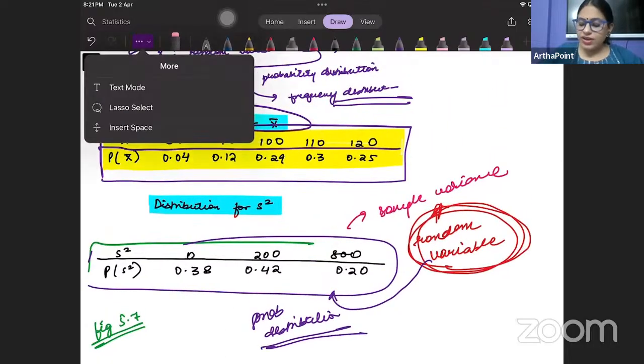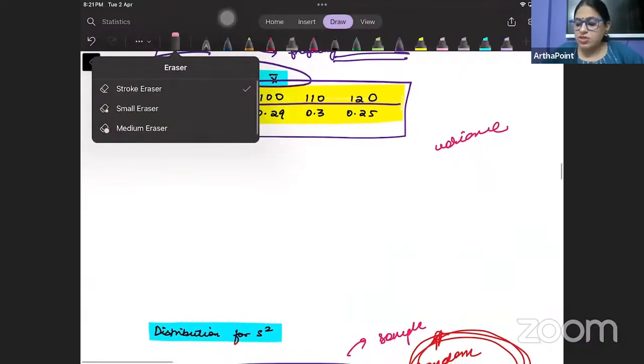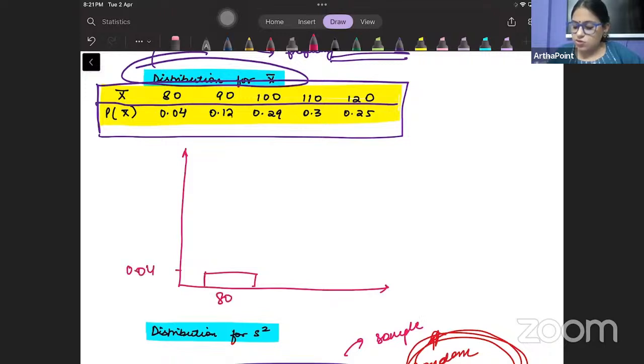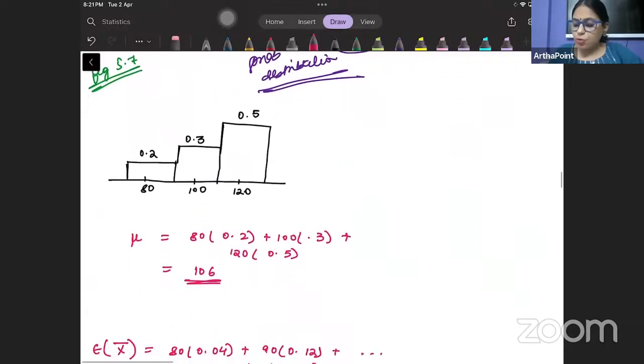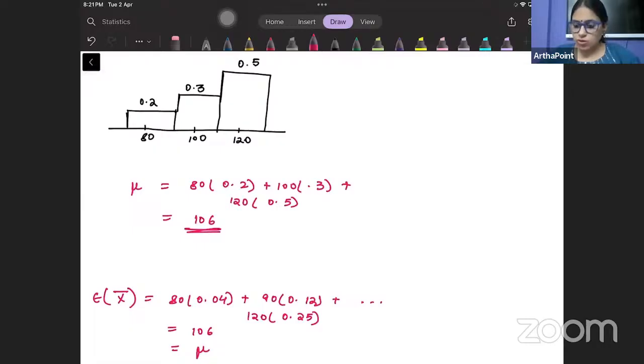Now, what we can go ahead and do, therefore, beta, is also plot this, right? Because this is a probability distribution, I may very well want to plot this. So for the mean, I can say that for value 80, its probability is 0.04, and for 90, its value is 0.12, and for 100, its value is 0.29, and so on and so forth. So this is what the book has done. For different values, the book has made a histogram.